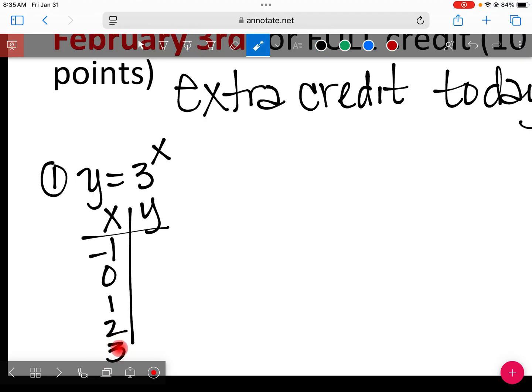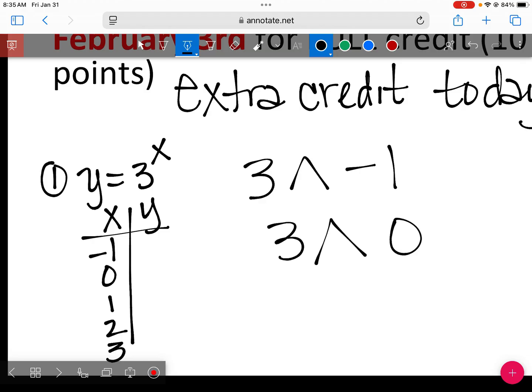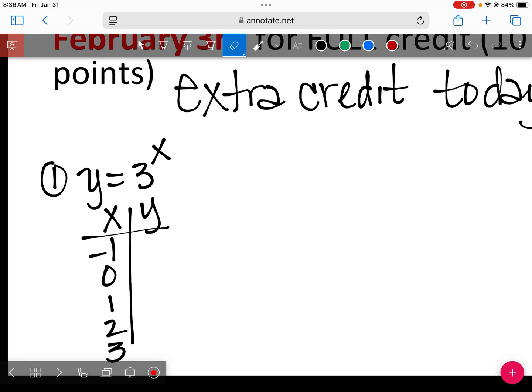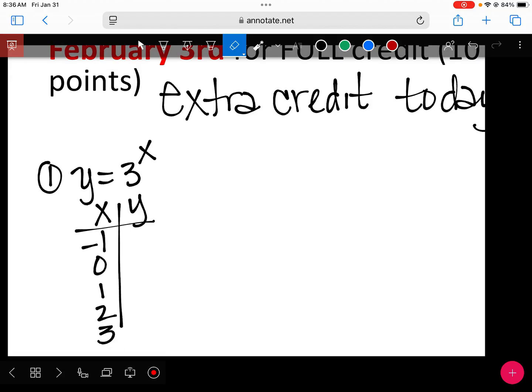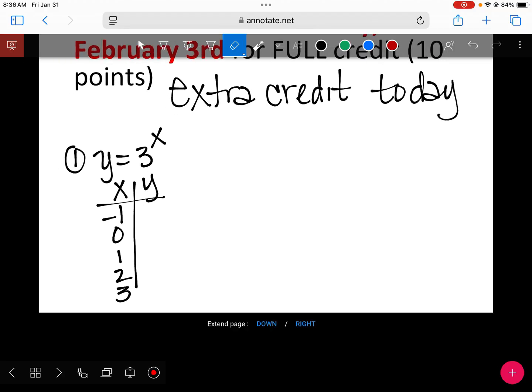Now, this is not going to fit. But does everybody remember how to put these in your calculator to get the y side? So you're going to hit 3, the caret key, -1. See what you get. 3, the caret key, 0. You don't have to write this part down. But as everybody knows, this is the exponent key. So you're going to use that to get the y side. Okay, then you're going to graph it.